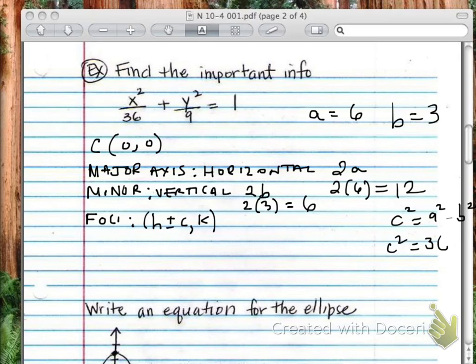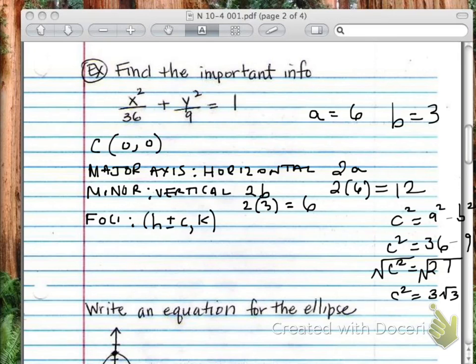36 minus b squared is 9. c squared is 27, for those people who can subtract. Okay? And if I want to find c, I have to square root it. So c is 3 square roots of 3.